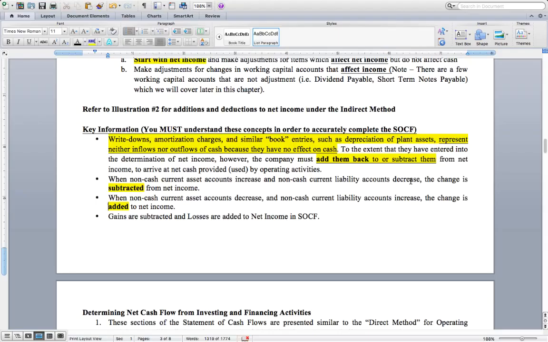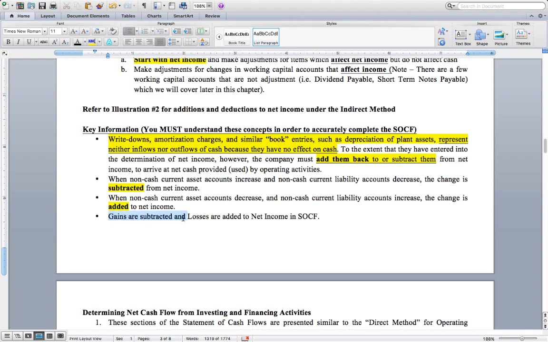For the accounts payable, when it increases, this is added to net income because this represents that you did not spend any cash while you still owe this amount to your creditors or your lenders. You did not actually use any cash during that period to pay off those balances. Therefore, you add it back to net income.